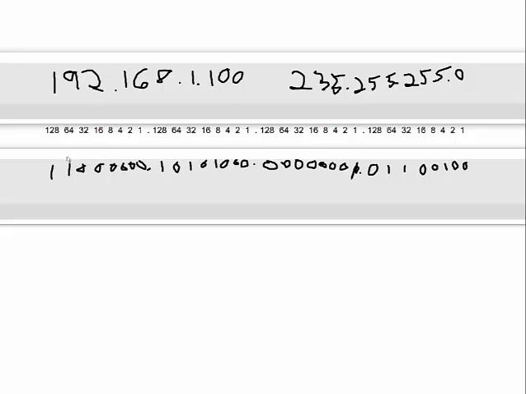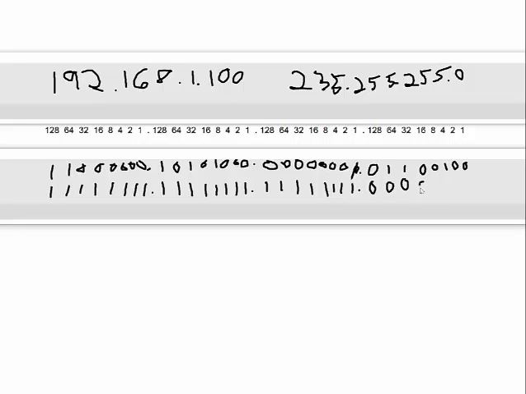255. How do I get 8 bits to show me 255? I light everything up. Everything gets a 1. Dot 1, 1, 1, 1, 1, 1, 1, 1. Notice I'm lighting them up directly underneath the other values. Dot 1, 1, 1, 1, 1, 1, 1, 1, dot 0, 0, 0, 0, 0, 0, 0, 0. There. That's 255.255.255.0 represented in binary.